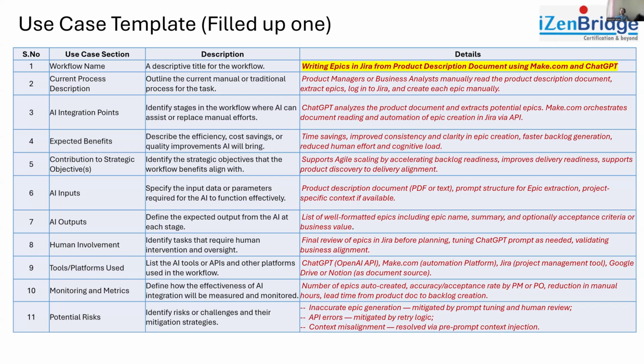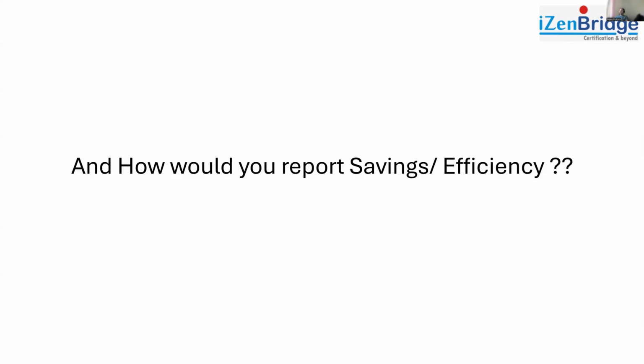Now, imagine that you have a use case developed, and once the use case has been developed, the next thing is your senior management might be interested to know what were the benefits that you got out of it. So they would probably like to see some kind of a report on how things have improved, in terms of cost or productivity or time and stuff like that. So is there a way to report those savings or efficiency?